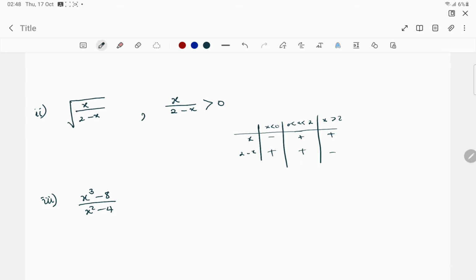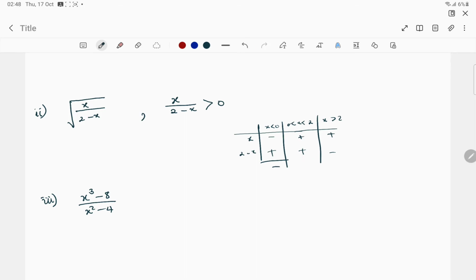So we want the interval in which x over 2 minus x is greater than 0. You can actually see that we tested for x less than 0. For x less than 0, we know that x is negative and 2 minus x is positive. So the outcome here is negative, because it's negative over positive, so it gives us negative.